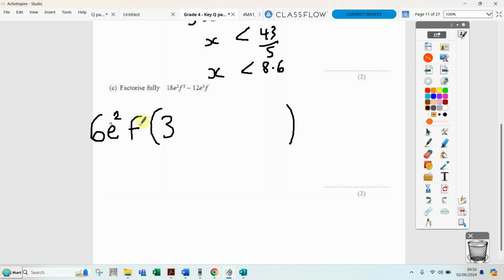Okay, so we want to get from the outside to the answer at the top. So 6 times 3 is 18. E squared to e squared, we don't need to do anything. F to f cubed, we need to multiply by f squared, put a minus. 6 times 2 is 12. To get from e squared to e cubed, we multiply by e. To get from f to f, we don't need to do anything.